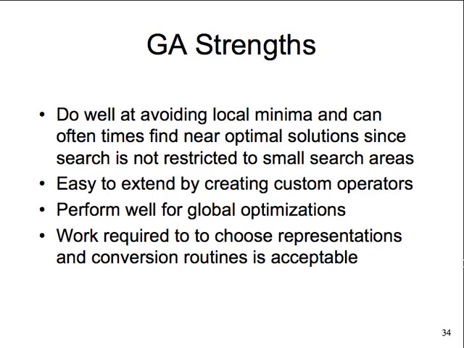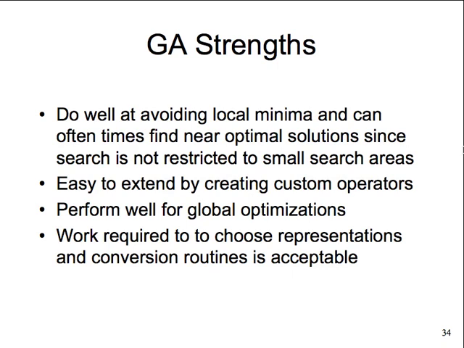So the strengths of the genetic algorithms, again, I'm getting to the end of this too: they do well at avoiding the local minima and can oftentimes find near optimal solutions since the search is not restricted to a small search area. That means you can take a genetic algorithm solution, apply it to the entire nation of populations of anything, and you end up with a larger search space with a faster solution. If you were to apply a regular, traditional computer science algorithm to that, it's going to take way too long and it's going to be impossible to solve the problem.